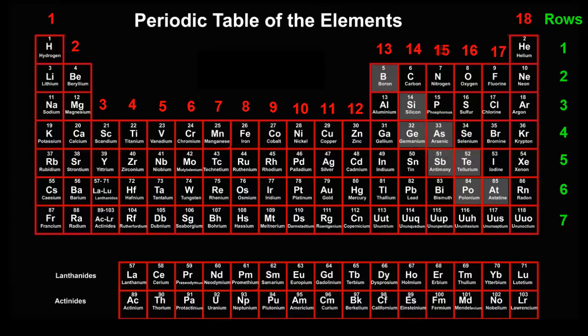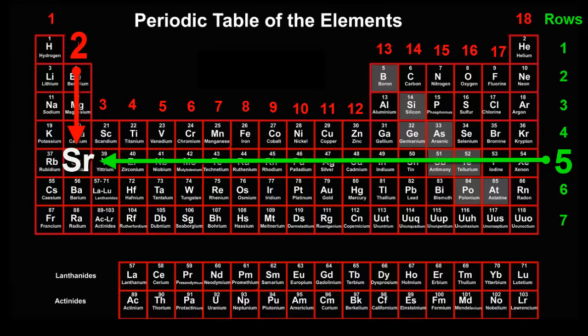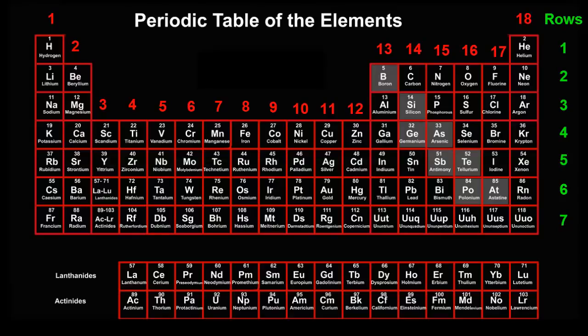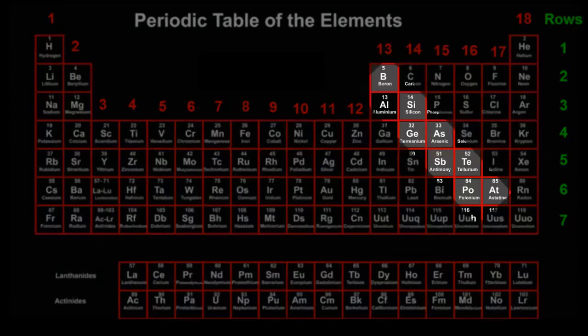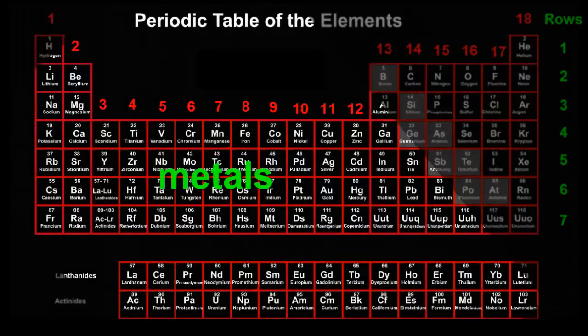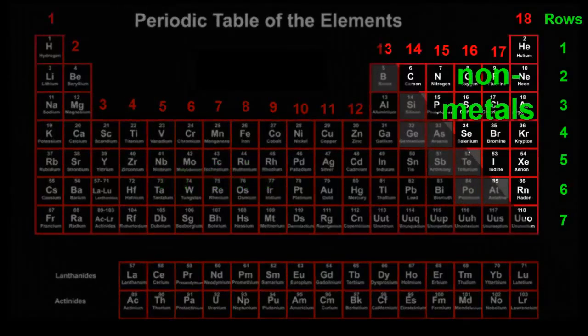Your choice. But what if you were asked which element is in row 5 and group 2? There can only be one answer: strontium. Each element has its own unique combination of row and group. Can you see the grey diagonal band that splits the periodic table into two parts? This divides the elements into metals on the left and non-metals on the right.